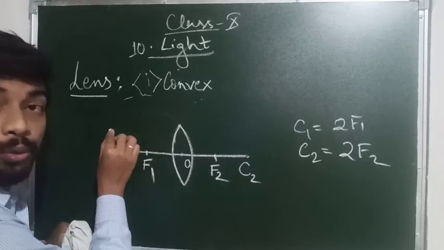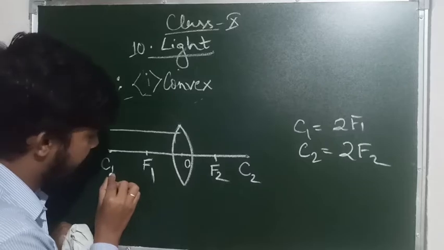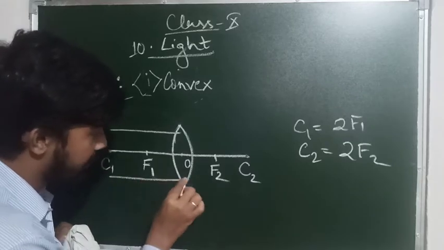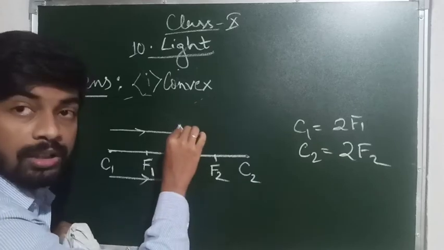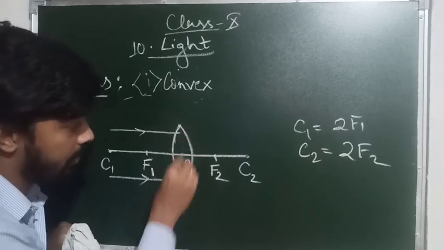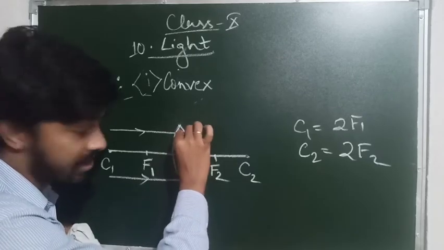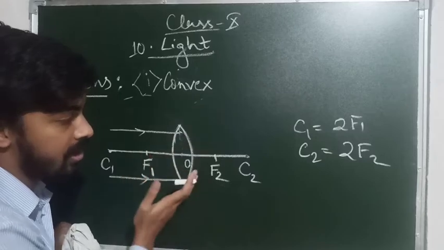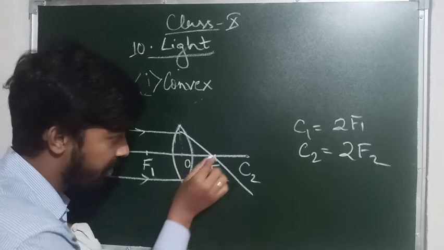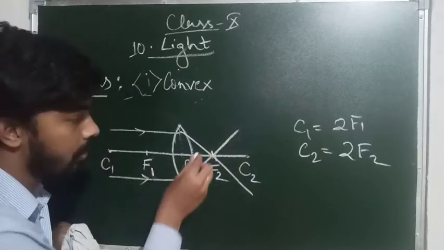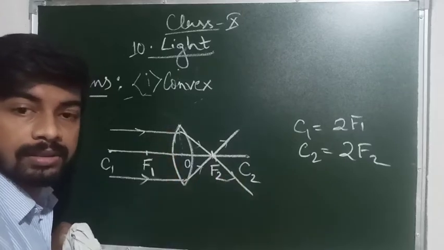Any light which comes parallel to the principal axis, which is incident parallel to the principal axis on the lens, goes straight up to the center of the lens, and then it converges and meets at f2. This is for the convex lens.